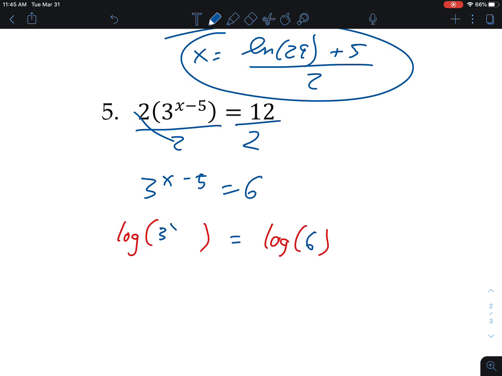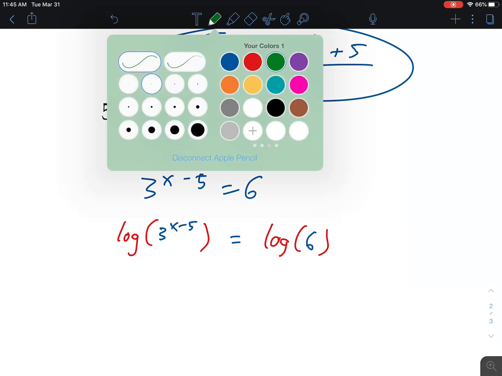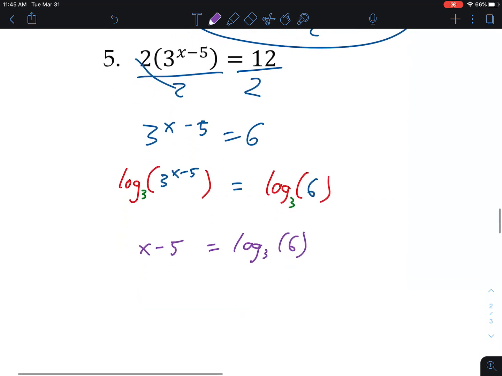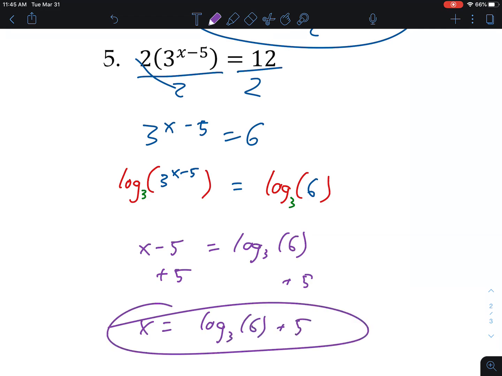Here's my 6, here's my 3 to the x minus 5. We choose our base here to match that 3. This 3 matches that 3, so I can skip the step here. I know what happens: the x minus 5 comes out in front, and log base 3 of 3 goes to 1. I add 5 to both sides. Again, I do not put the 5 into the log. I leave it on the outside. And there's my answer.